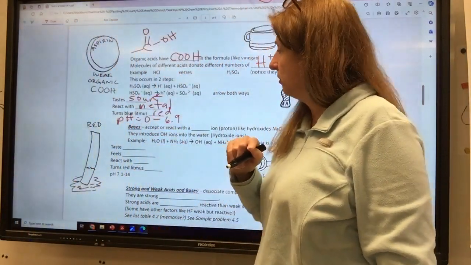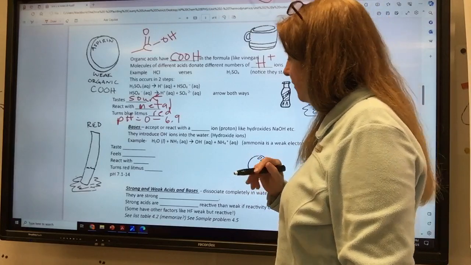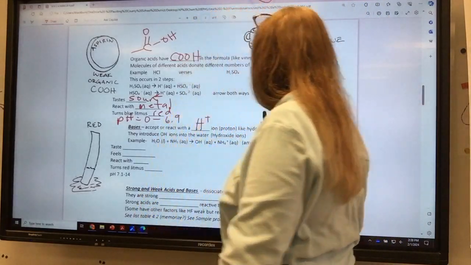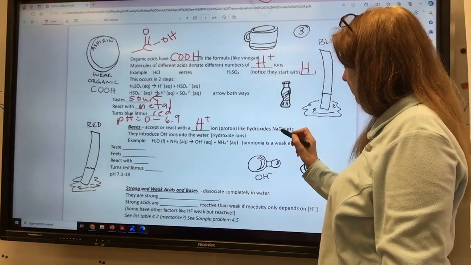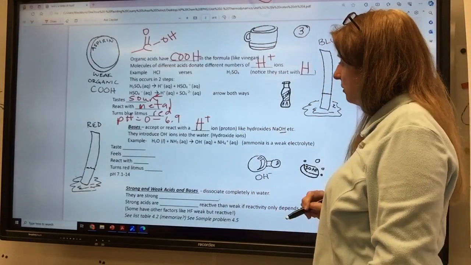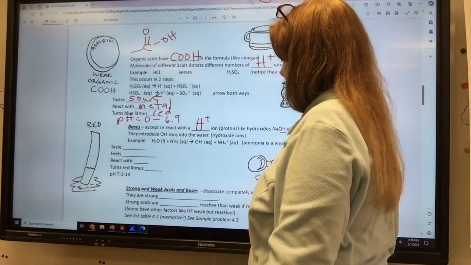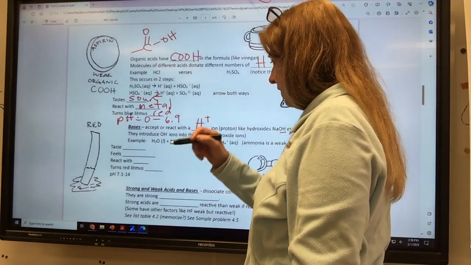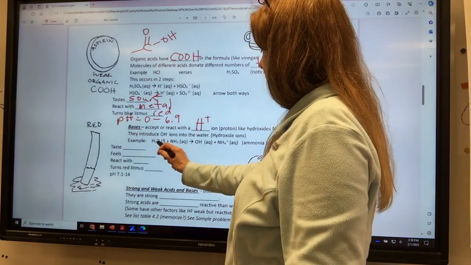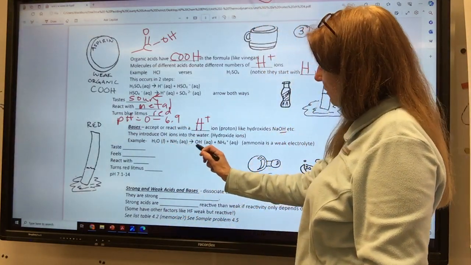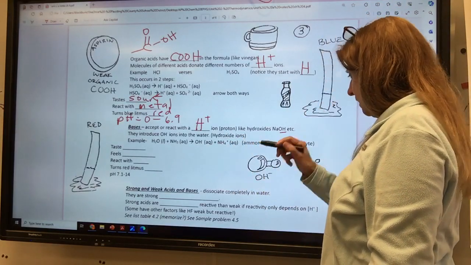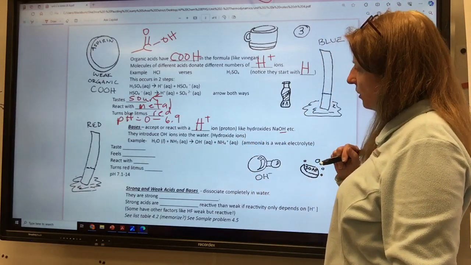So there's your acids. Now bases accept or react with a hydrogen ion. So they're from things like hydroxide, OH. They introduce hydroxide ions into the water. That's OH, the hydroxide ion. You need to memorize that. So for example, we have water plus ammonia makes hydroxide ions and the ammonium ion. So ammonia is a weak electrolyte.